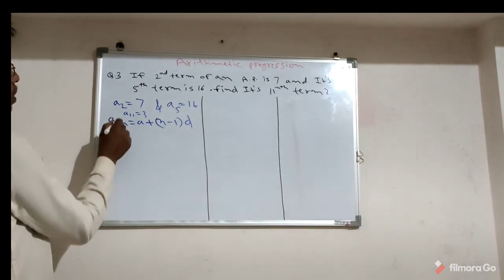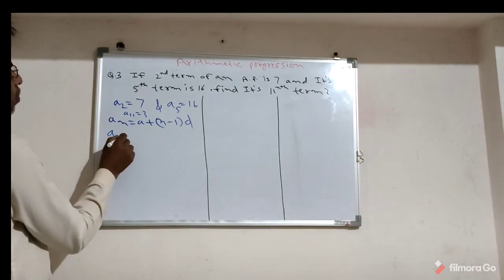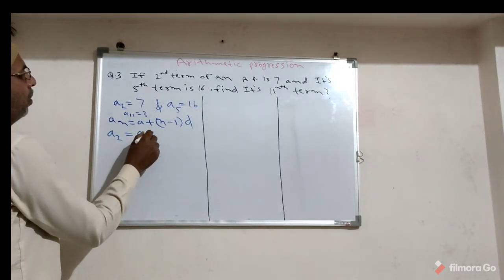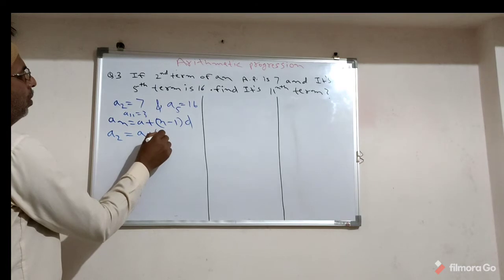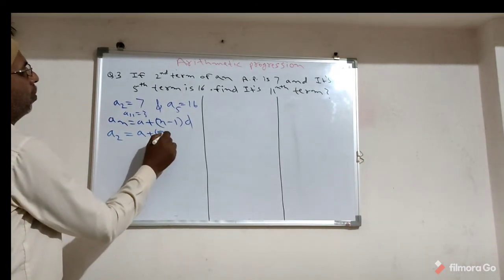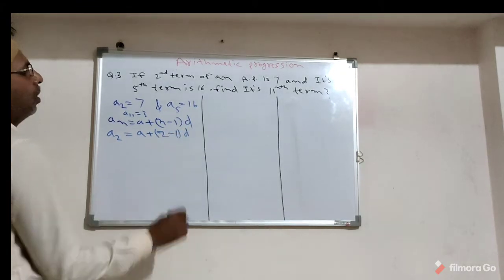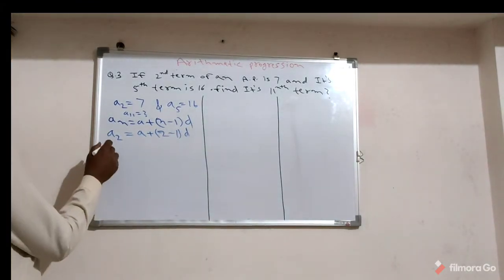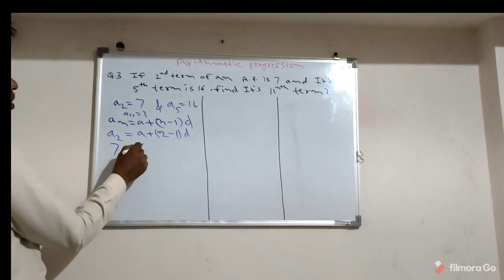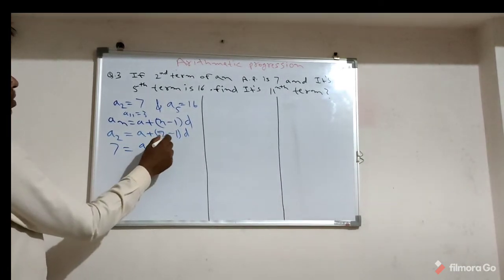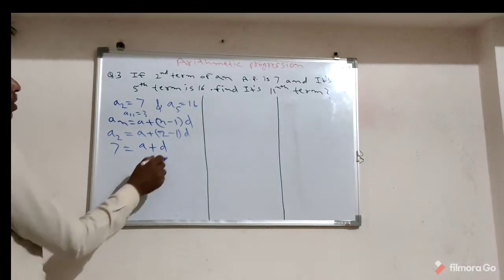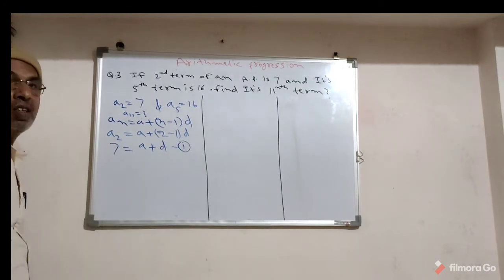Here the value of n is 2. The value of A is not given, and D is not given. Then the value of A2 is 7, so 7 equals A plus 2 minus 1 into D. This equation is known as the first equation.